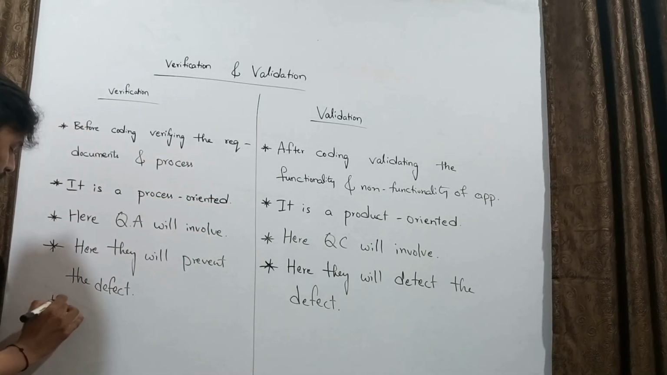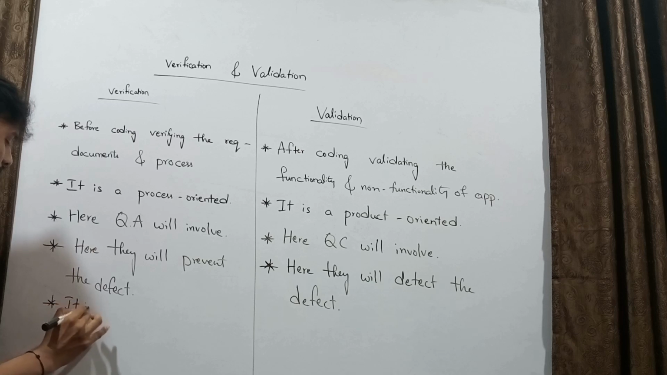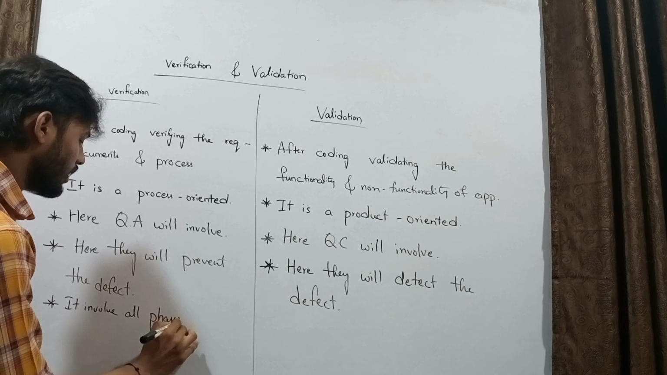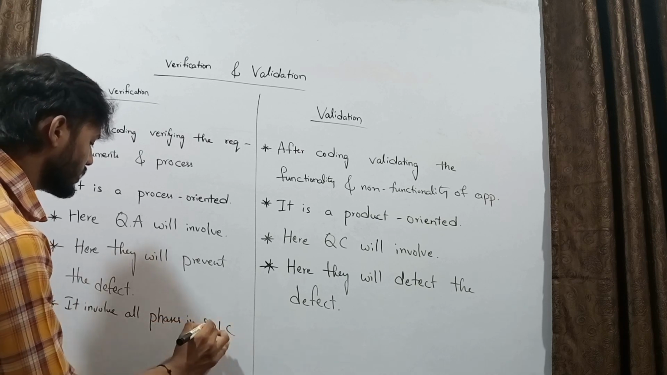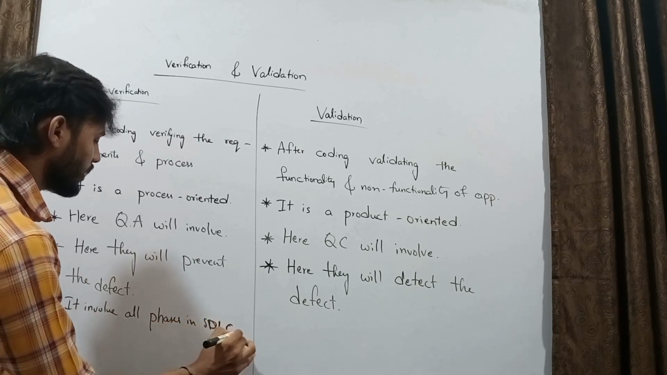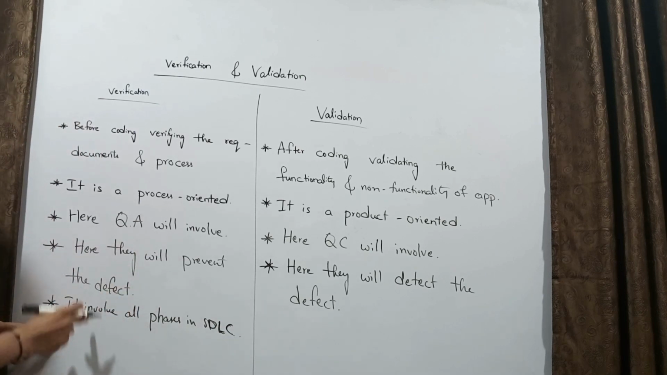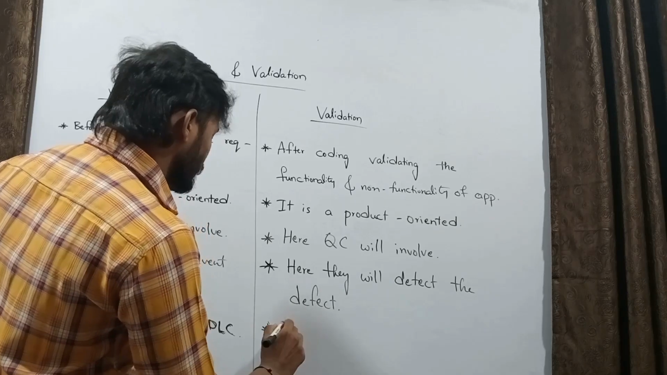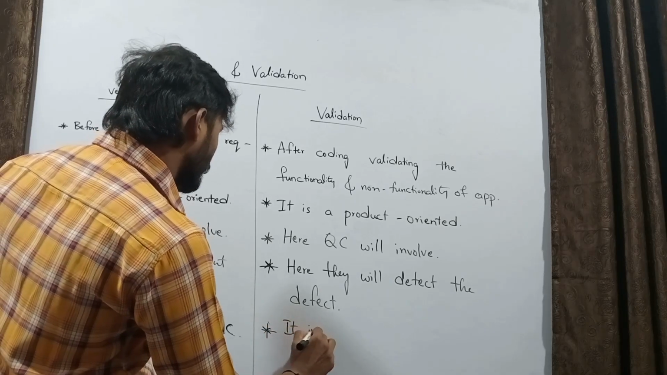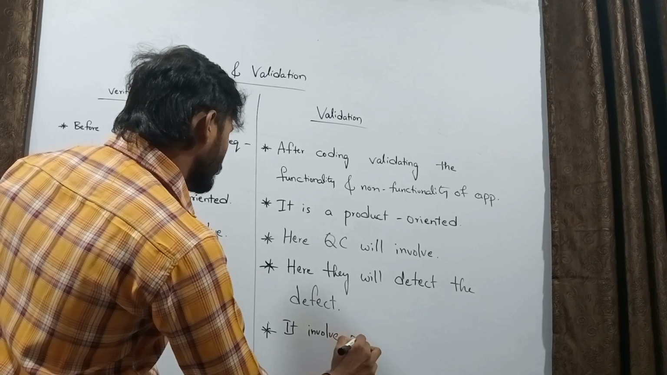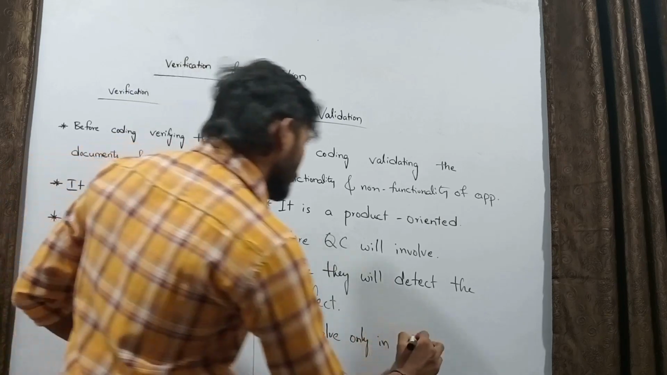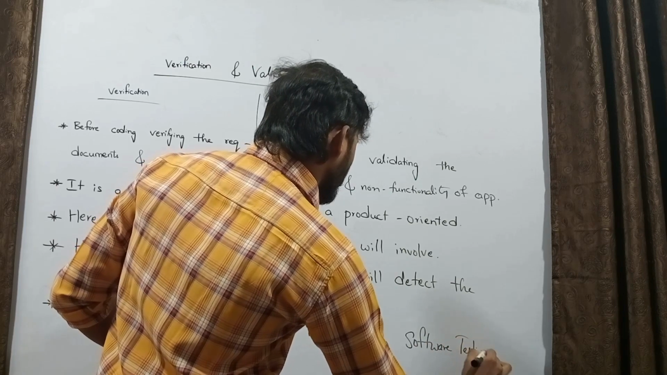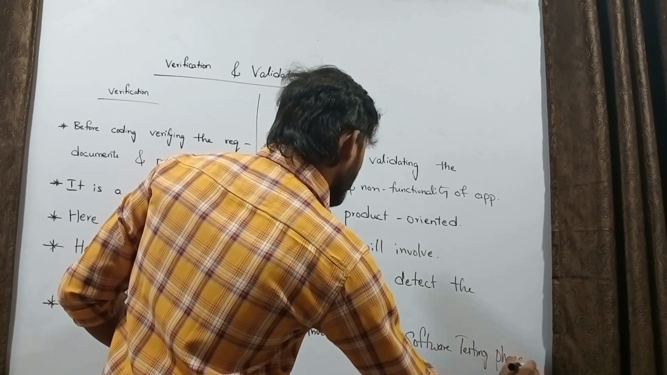Finally, verification involves all phases in SDLC. In the software development life cycle, in every phase verification is involved. And coming to validation, it involves only the software testing phase, only in the software testing phase.